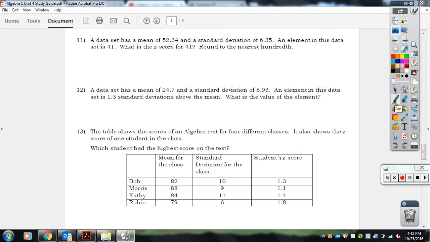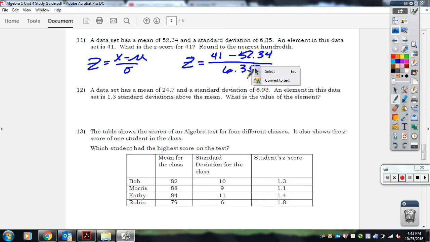Question number 11. A data set has a mean of 52.34 and a standard deviation of 6.35. An element in this data set is 41. What's the z-score? This is a very straightforward question. Z equals x minus mu all over sigma. So the z-score is the element 41 minus the average 52.34, over the standard deviation 6.35. Very straightforward, very easy question. We do this work.